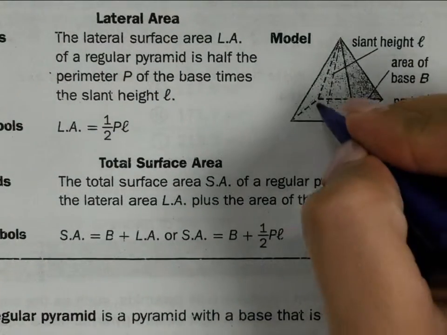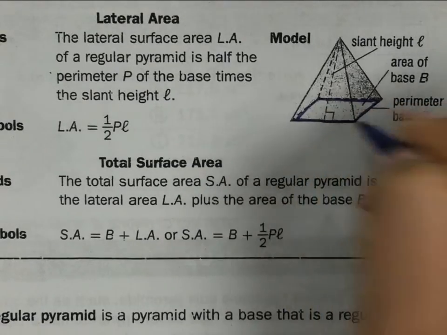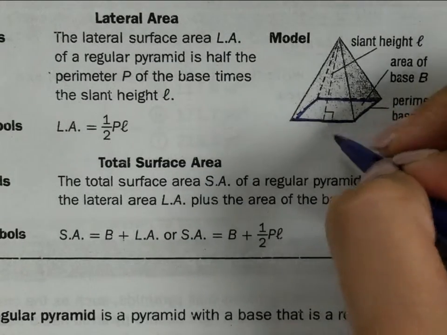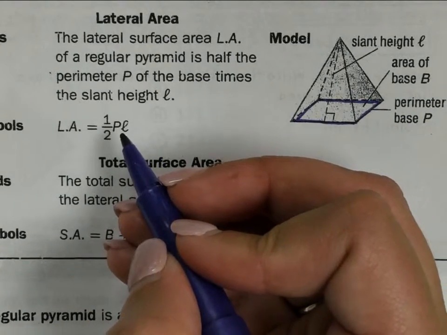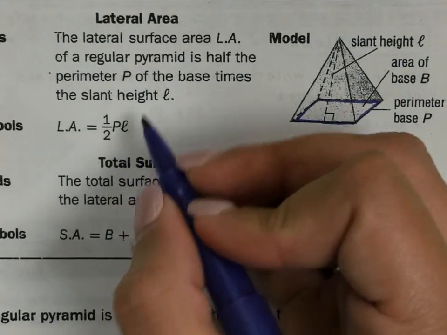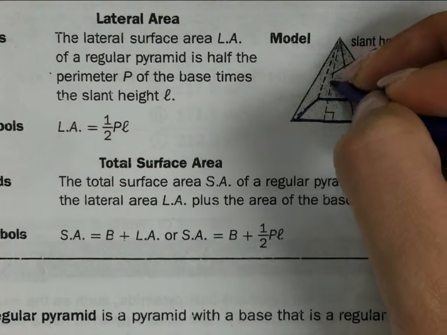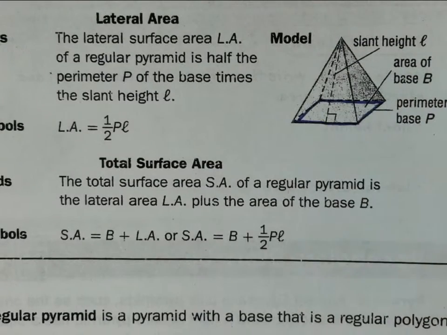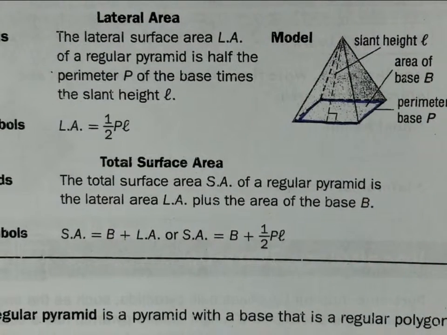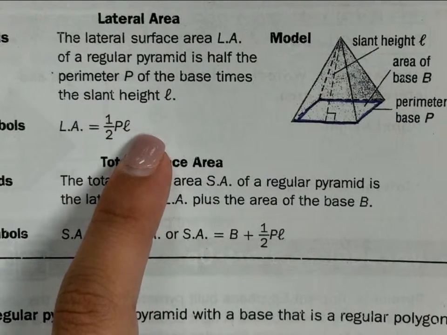So if I want to find the perimeter of this base, my base is a rectangle or a square. That means I would add each side together, and that would give me capital P. And then remember, my slant height is this cursive L, which is pointing to this dotted line that's going from the tip of the pyramid to the side of the lateral face. So to find the lateral area, I would take 1/2 of the perimeter times the slant height.